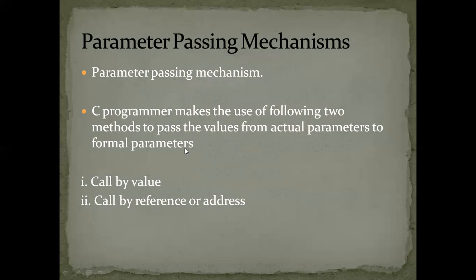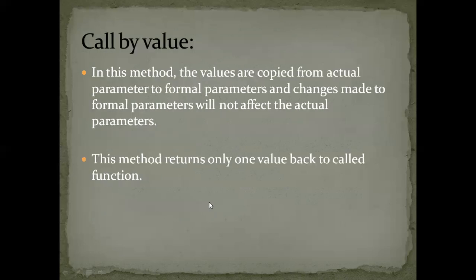to formal parameters. Remember, there are two main parameter passing mechanisms. One is call by value, another one is call by reference, or we can also call it call by address. So these two play a very important role in C programming. Here we'll see one by one what is call by value and what is call by reference. Okay, so first we'll see call by value.